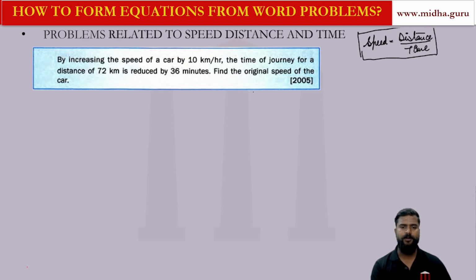For example, look at this problem here. It says: by increasing the speed of a car by 10 km per hour, the time of the journey for a distance of 72 kilometers is reduced by 36 minutes. Find the original speed of the car.